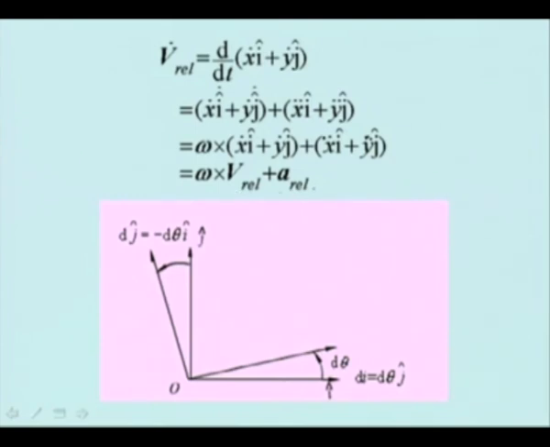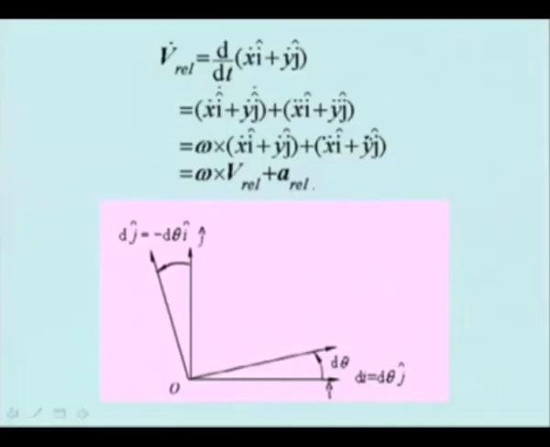So, here again we observe that V dot rel is really not equal to a_rel. If you differentiate relative velocity with respect to time, you do not get the relative acceleration; you get one additional term as well, which is omega cross V_rel. In a translating reference frame, omega becomes 0, therefore V dot rel is equal to a_rel. That means in a translating reference frame, differentiating the relative velocity gives the relative acceleration, but the same thing is not true for a rotating reference frame.